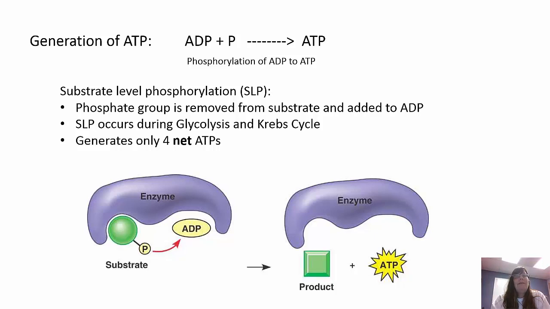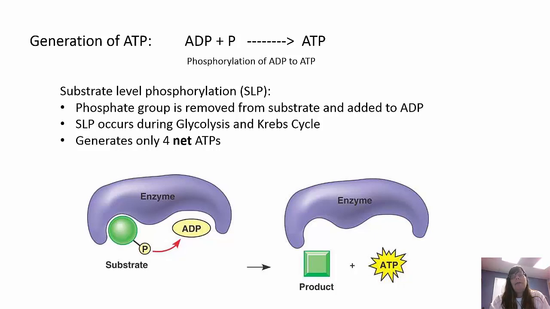Substrate-level phosphorylation. This is the first part of cellular respiration. Basically, we are going to generate ATP. The phosphate group is going to be removed from the substrate and added to ADP. So substrate-level phosphorylation occurs during the first two processes of cellular respiration, glycolysis and the Krebs cycle. However, it only generates 4 ATPs, so it's not very efficient.